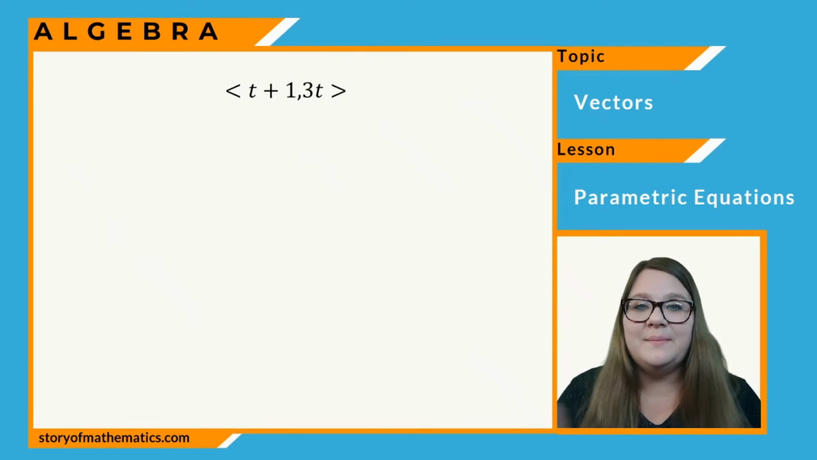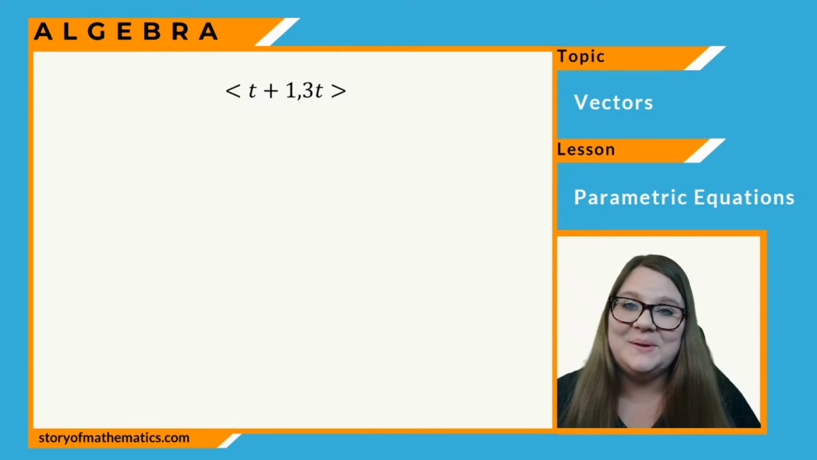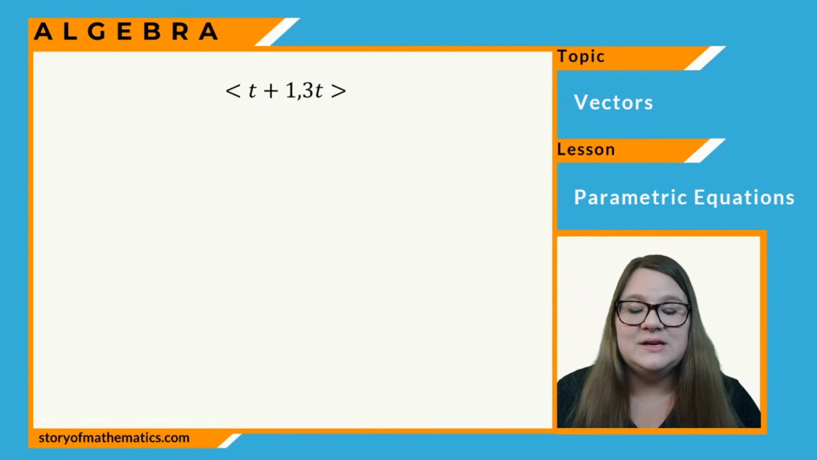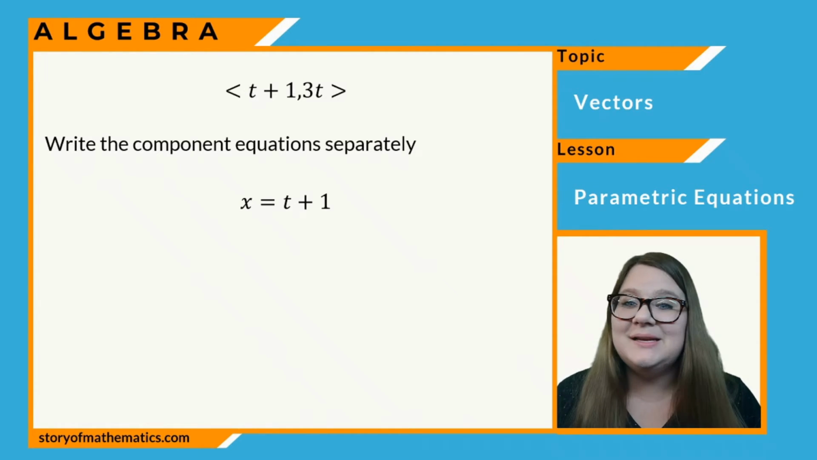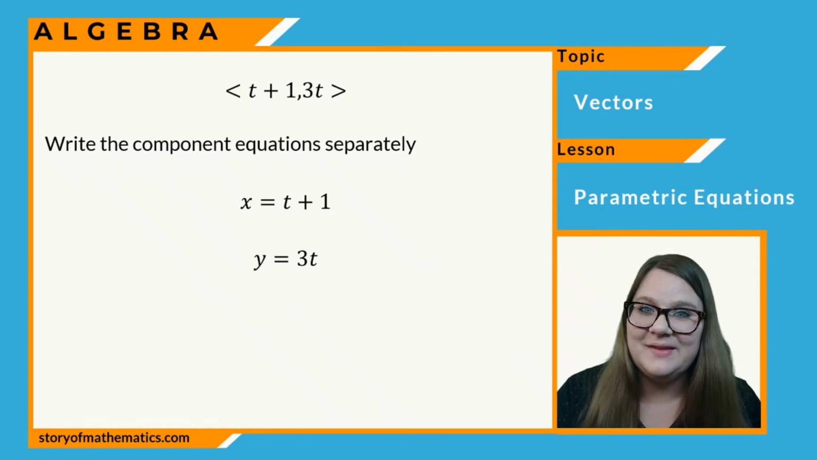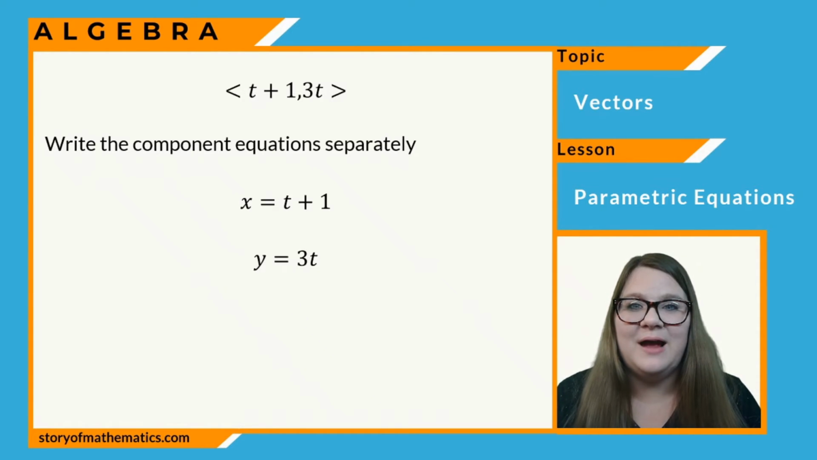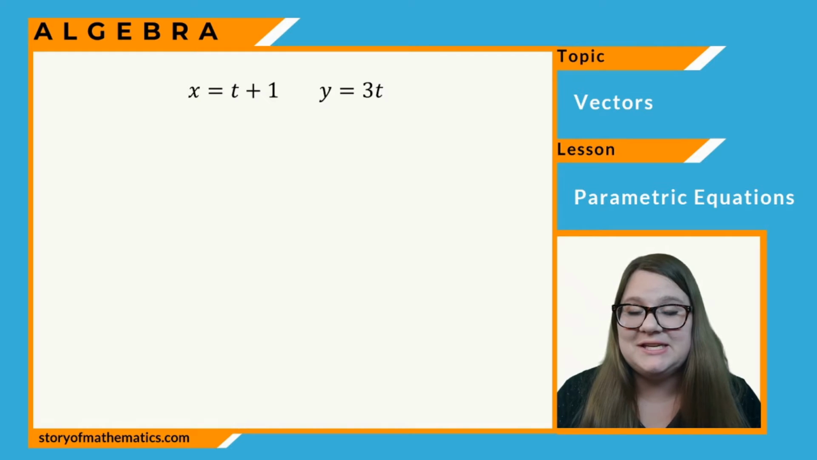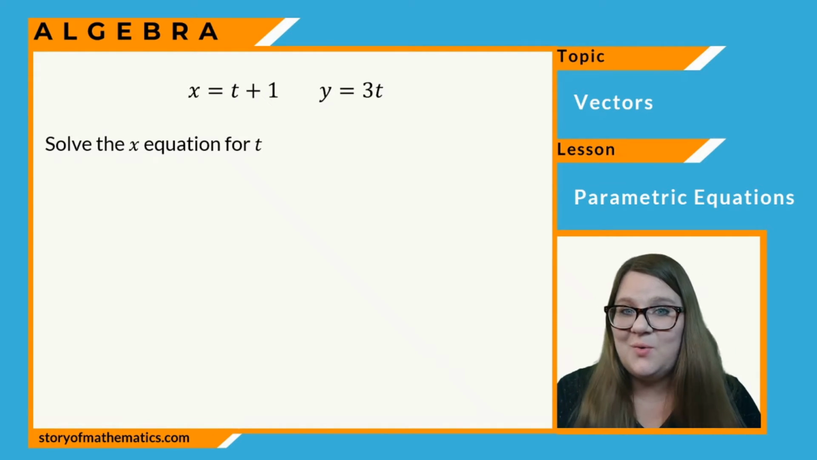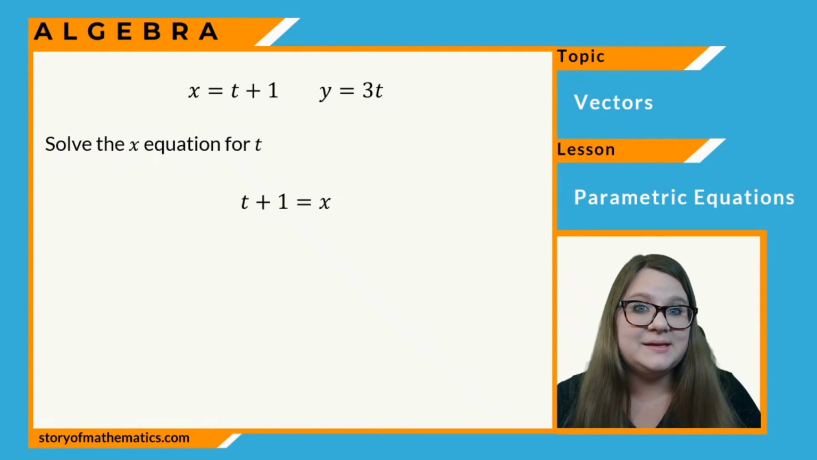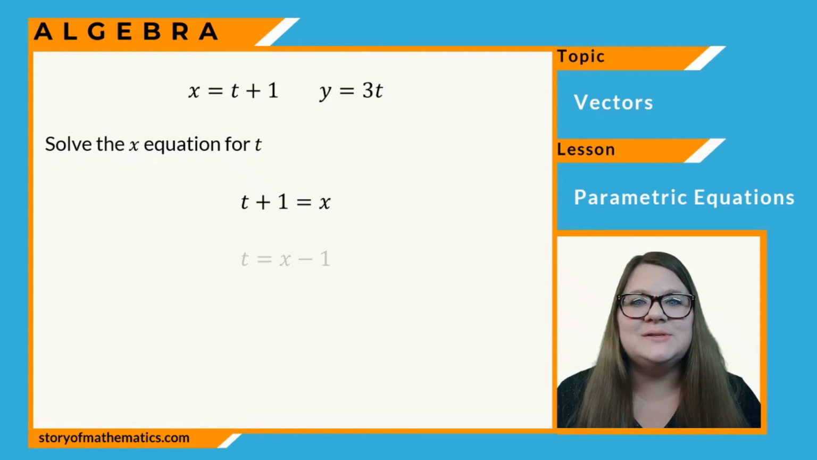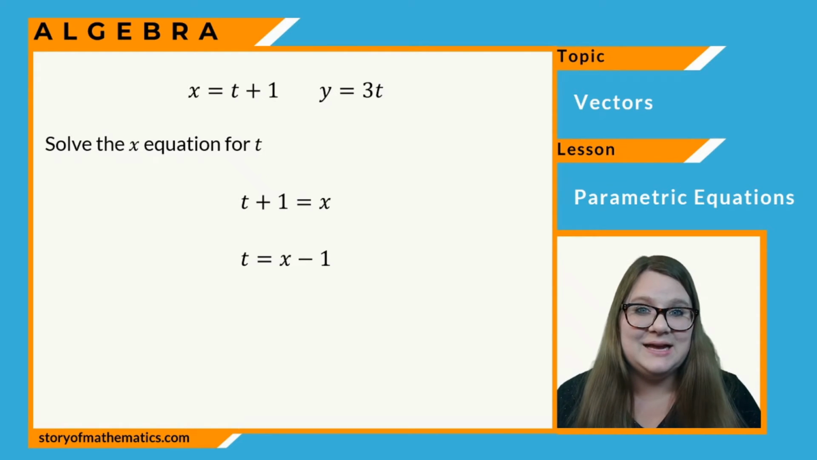So let's say I gave you the parametric equations, t plus 1, 3t. I'm going to start by actually writing these in separate component forms. So when I do that, I'm going to take that first component and set it equal to x. I'm going to take the second component and set it equal to y. Now I have two equations here, one for x, one for y, and both are in terms of t. I'm going to solve the x equation for t. So x equals t plus 1. I'm going to start by flipping it to make it t plus 1 equals x. And then I will subtract 1 from both sides. Now I have solved for t in the x equation.